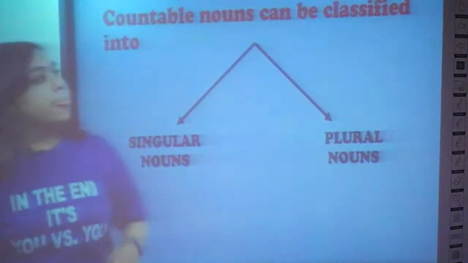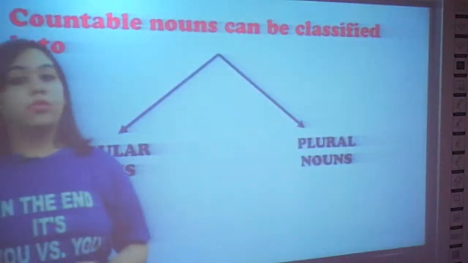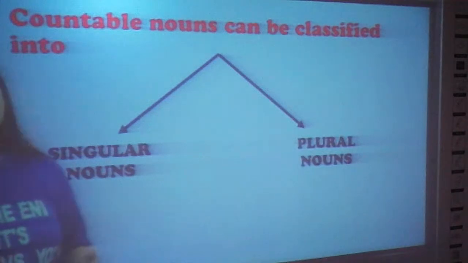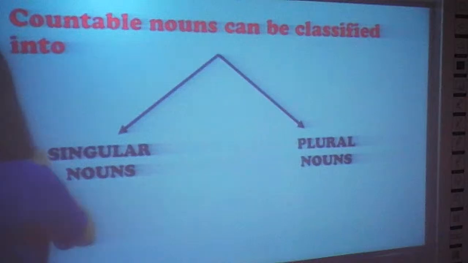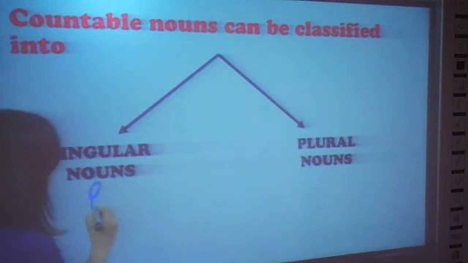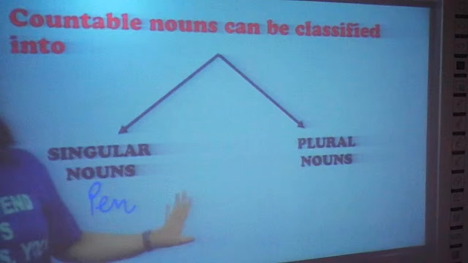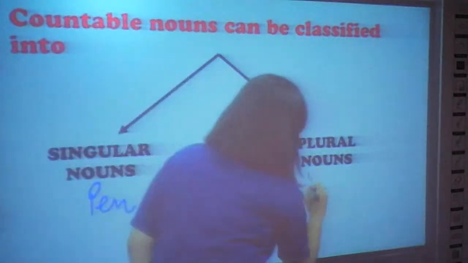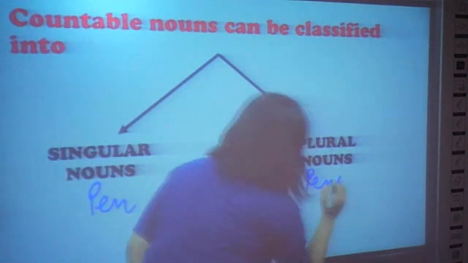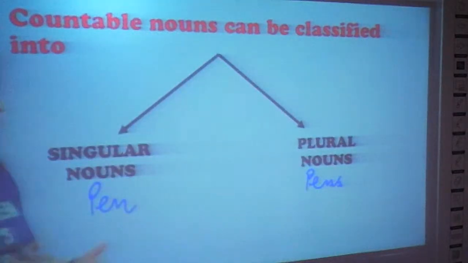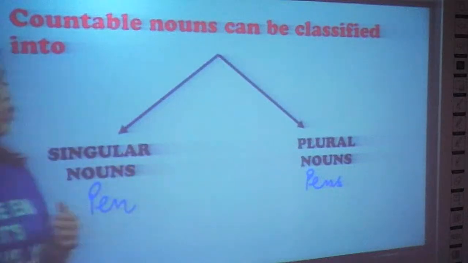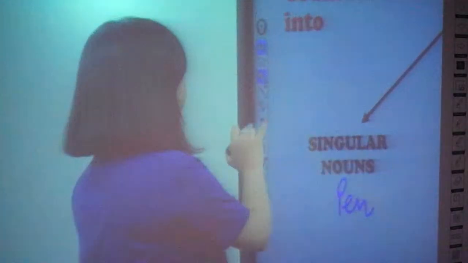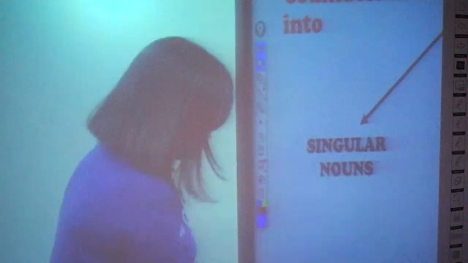Let's move on. Now, talking about countable nouns. Countable nouns can be classified as singular nouns and plural nouns. So now, if we talk about, say, pen, it will be a singular noun. But if I say pens, if I add an s, it will be a plural one. Similarly, book, books, singular, plural. Table, singular, tables, plural. Okay? So let's move on.